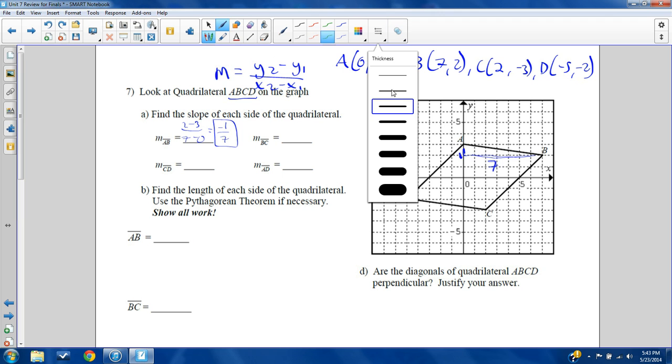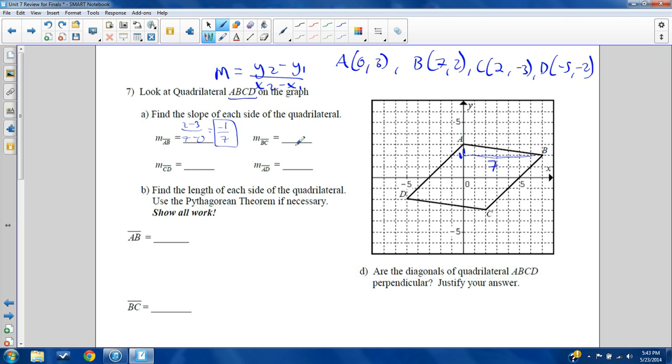In green, I'll do BC. BC, it's all about rise over run, right? So technically I rise negative 5. I go down 5, and I go to the left 5. So those are 5 and 5. So it's down 5 over 5 to the left. Negative 5 over negative 5, my slope is 1 as you reduce that.